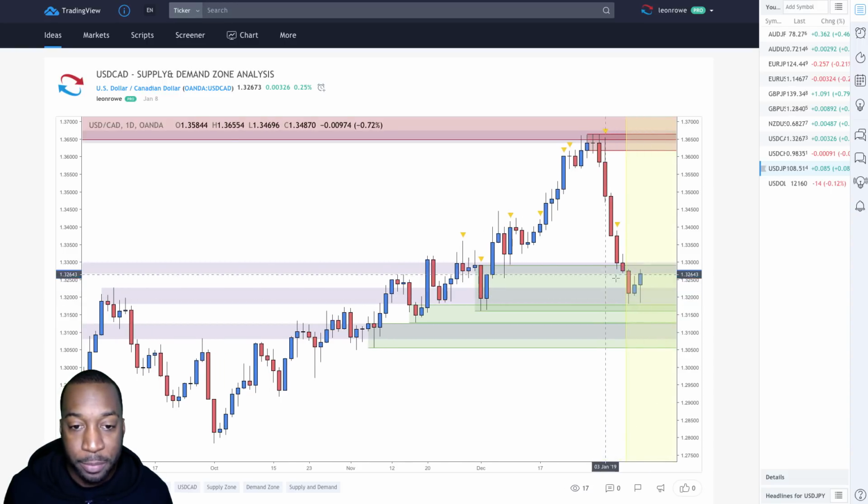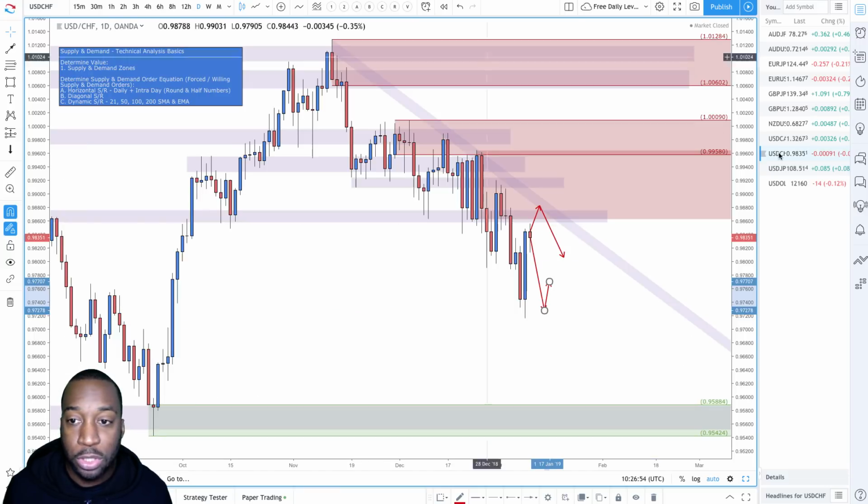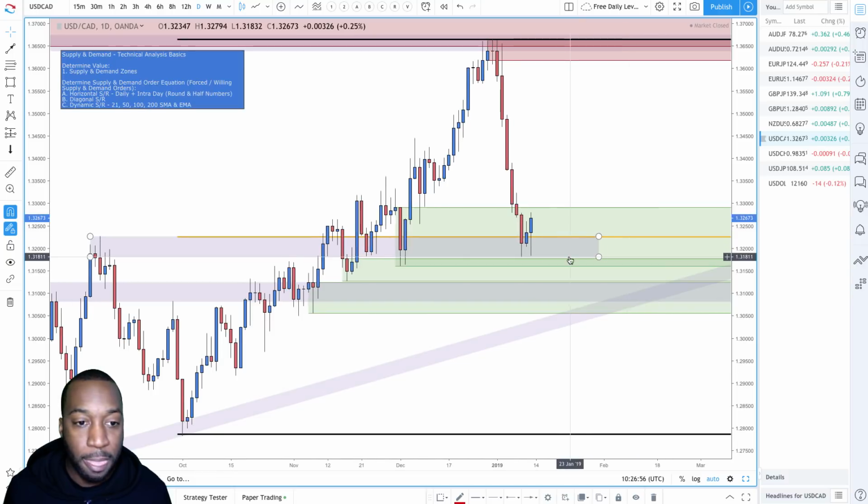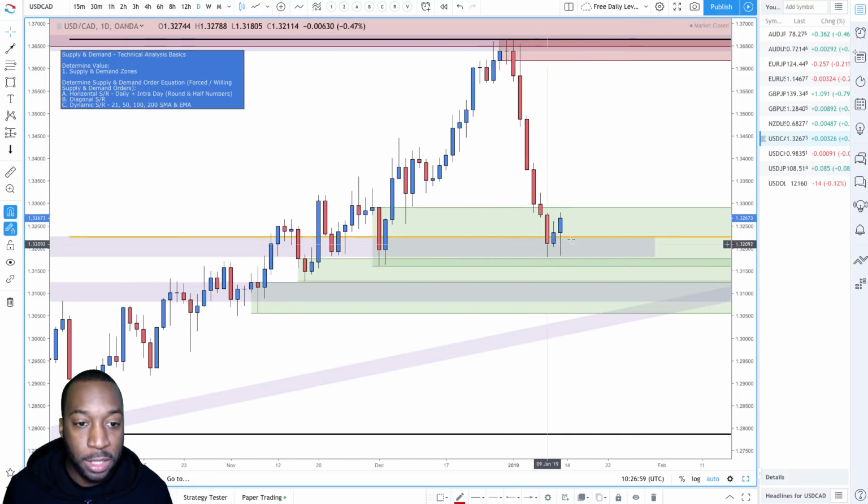So if we press play, we didn't react off of this area here, but we have reacted off of the lower end of this demand zone, where we've also had the confluence of horizontal resistance, support in this area. So let's go to the charts, dollar CAD. We've reacted around here, and there is an entry.